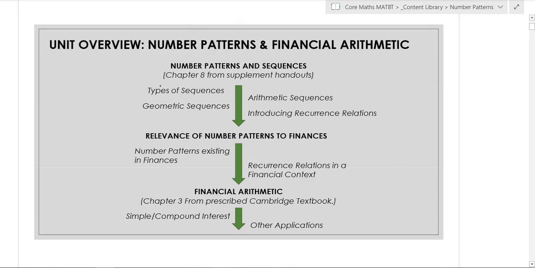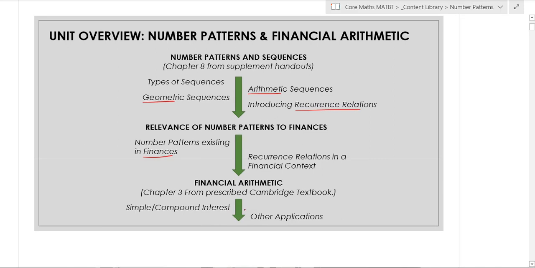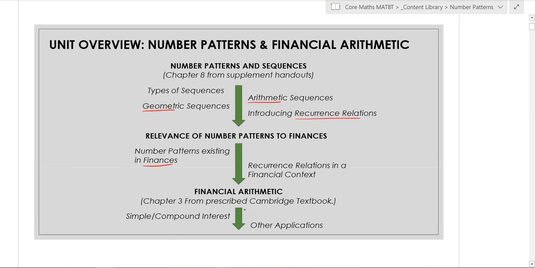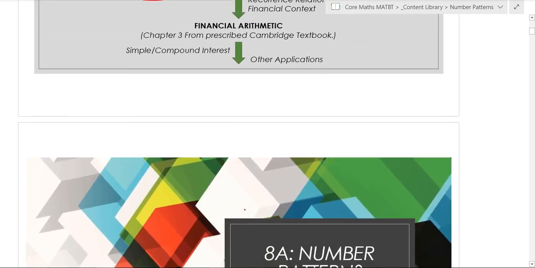Now, this topic will involve you learning about sequences, both arithmetic and geometric, and then understanding your recurrence relations. So that's the first couple of steps. Then we'll understand how it relates to finances and money. And lastly, we'll be connecting all of this to a simple and compound interest application, which you would have learned in year 9 or your previous years. So let's get into the first part.